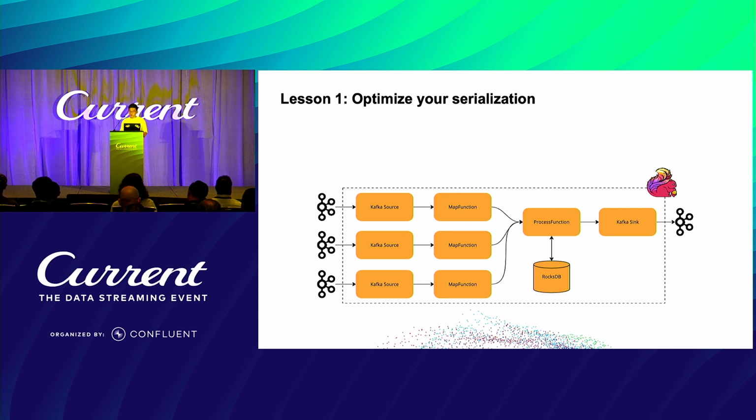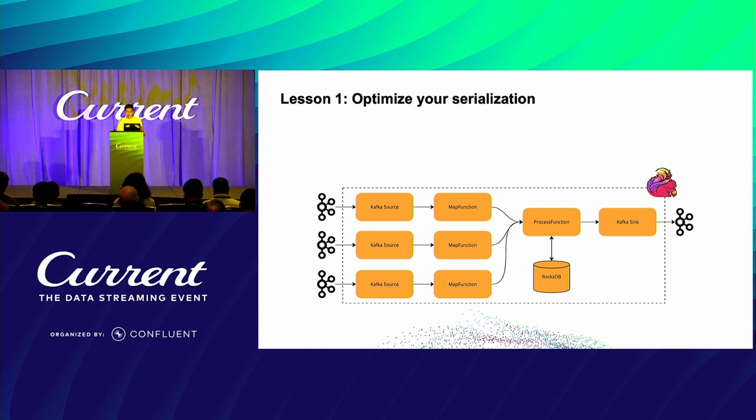The topology starts with 3 Kafka sources, which each read an input Kafka topic. Each source is followed by a map function. From there, we have a process function that does some stateful processing, and it's using RocksDB as the state backend. Once the data is processed, we send it to downstream Kafka topics via the Flink Kafka sink. The topology here is not very complex in itself.